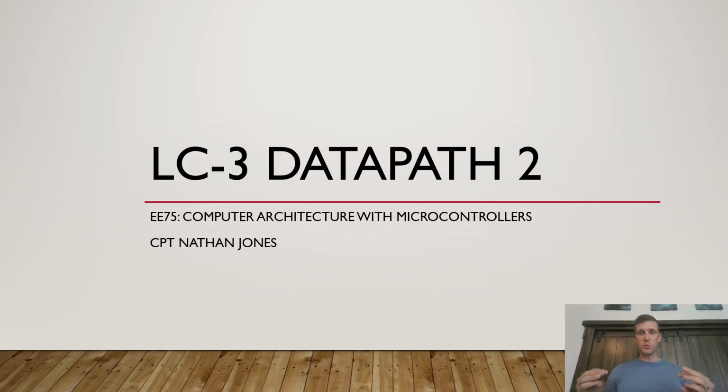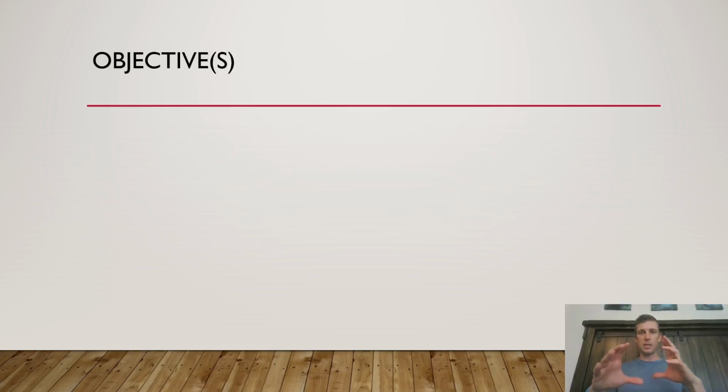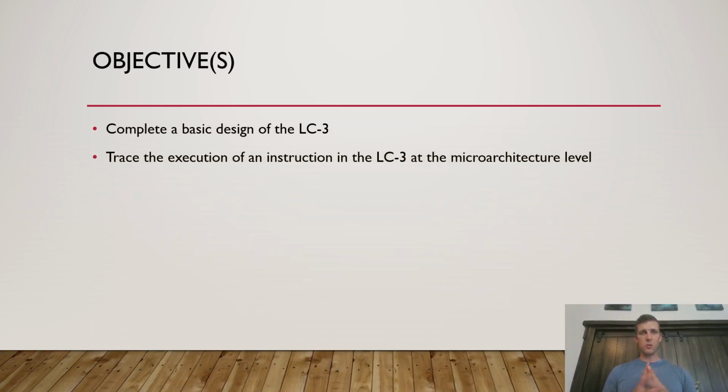We know enough at this point to refine some stuff, and so we're going to put together a picture that will inform our understanding for the next unit or two. So we got two objectives today. Number one, we're going to complete that basic design of the LC3, and then to help solidify that, the second thing we're going to do is trace the execution of an instruction all the way through the processor.